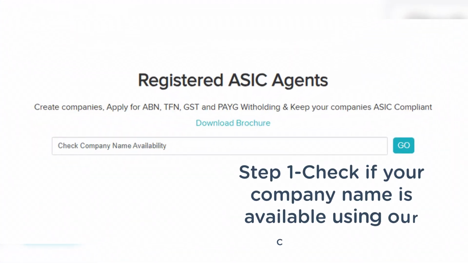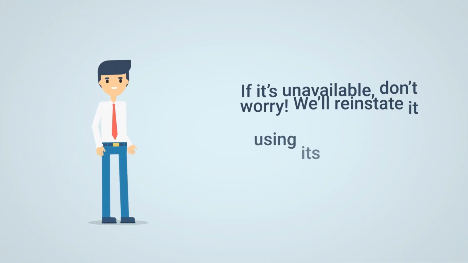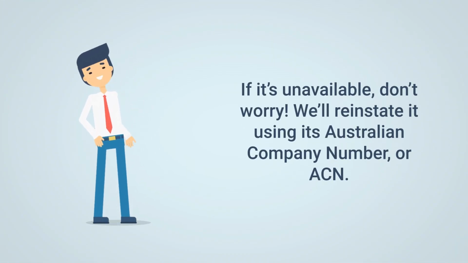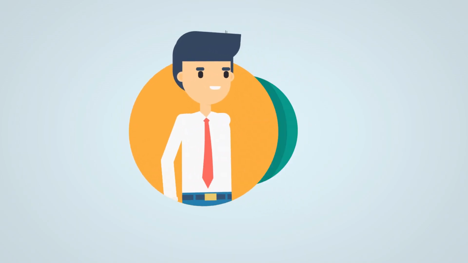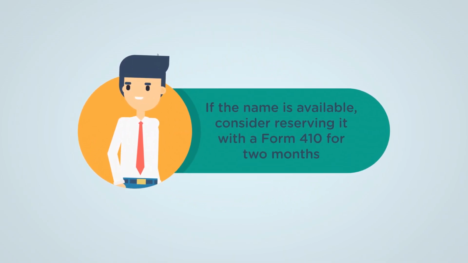Check if your company name is available using our Check Name Availability search. If it's unavailable, don't worry. We'll reinstate it using its Australian company number, or ACN. If the name is available, consider reserving it with a Form 410 for 2 months.